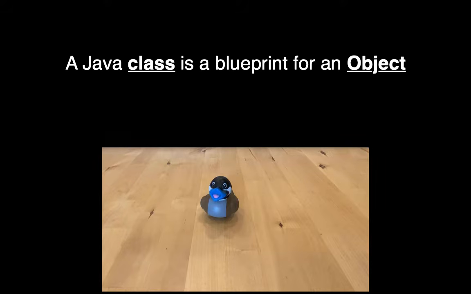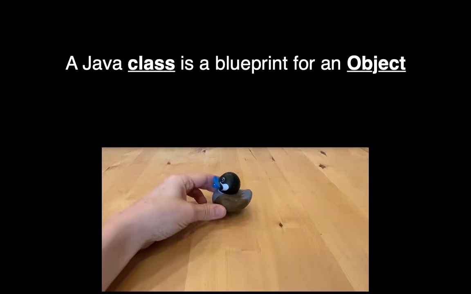In computer science, we're going to try and model things about the real world. So say I was trying to model a duck. I would write a class in Java. A class is like a blueprint, and that blueprint tells me how to make duck objects.